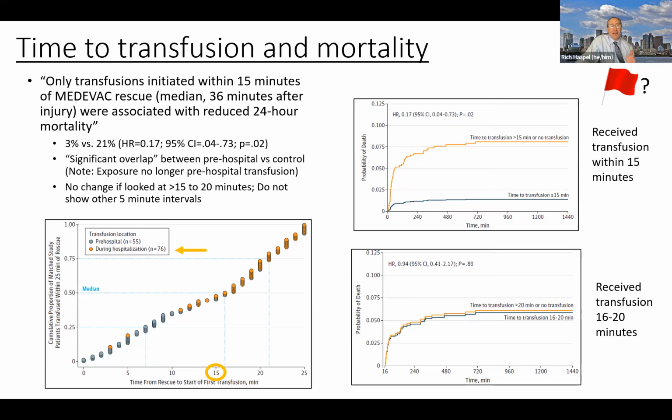There are huge red flags here. First of all, it wasn't their primary outcome to look at time. And also, they only looked at, how do we know they didn't look at 0 to 5 minutes, 0 to 10 minutes, 0 to 15 minutes? How do we know they didn't just pick a magic time where their p-value was less than 0.02?